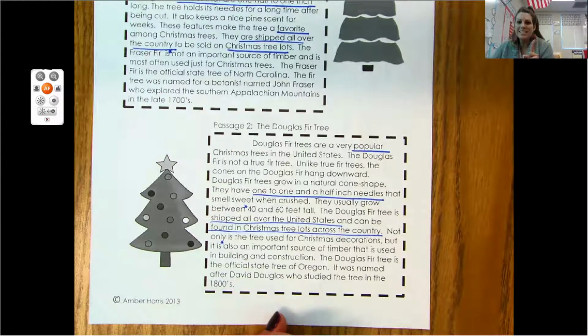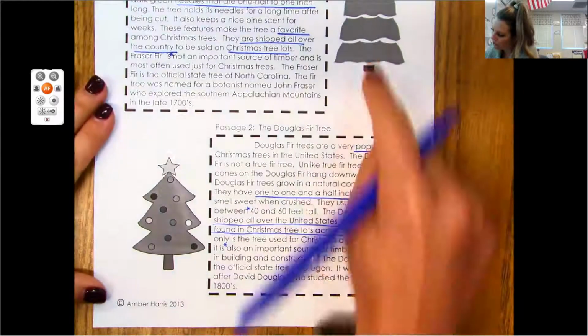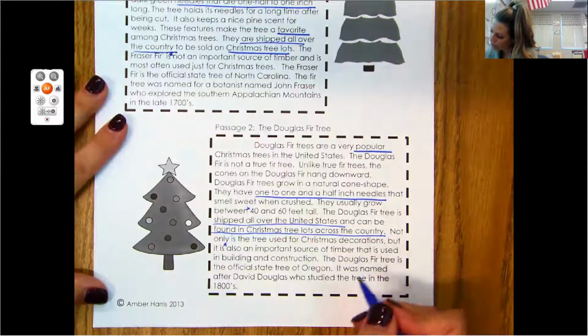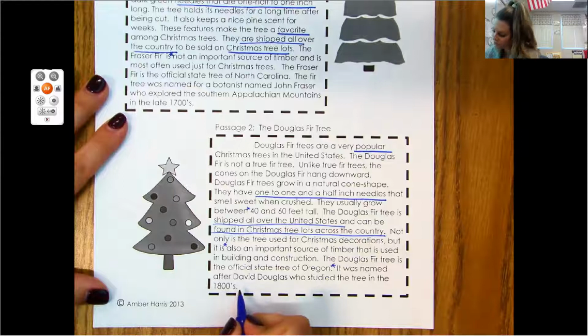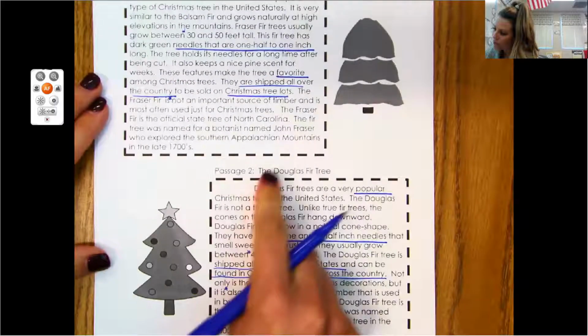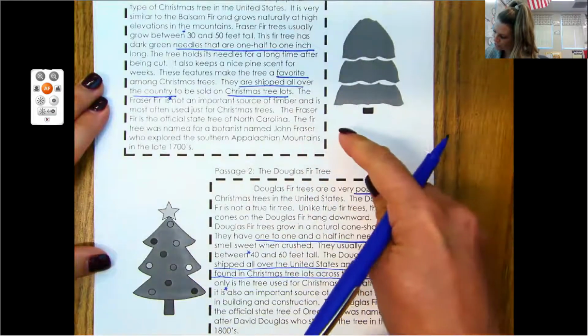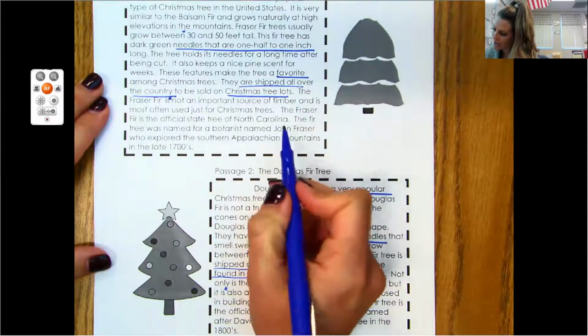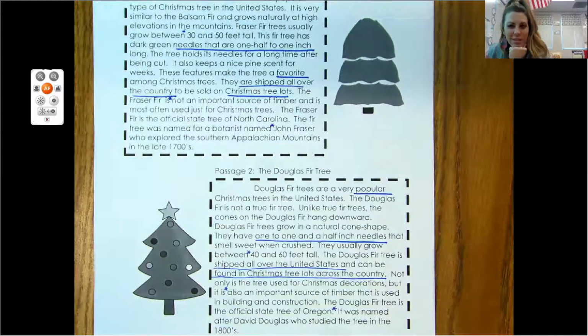Okay, so this is different, but how can this also be a similarity? So we know that the Douglas fir tree was named after David Douglas, right? And we know that the Fraser fir tree was named after John Fraser. That's different. How could that be a similarity? I want you to think about that, okay?